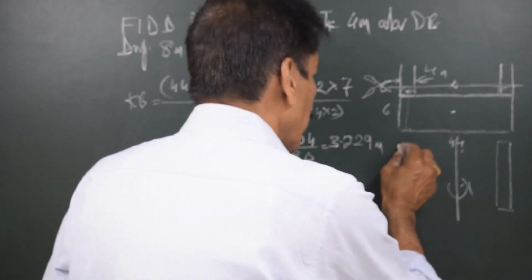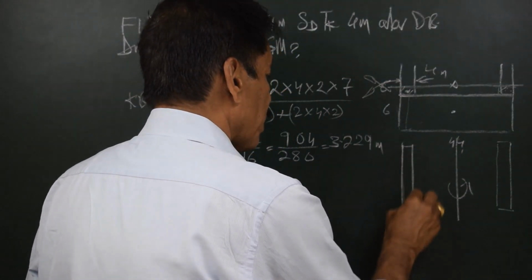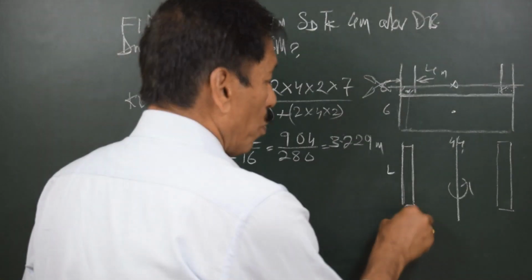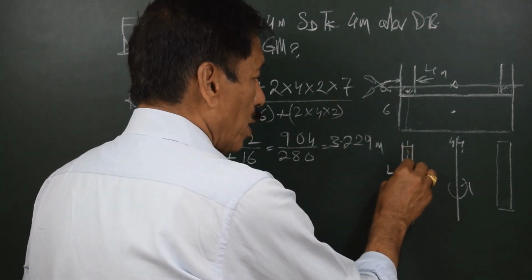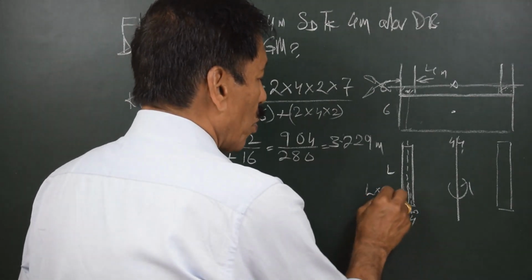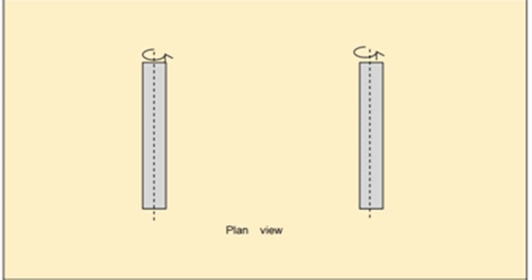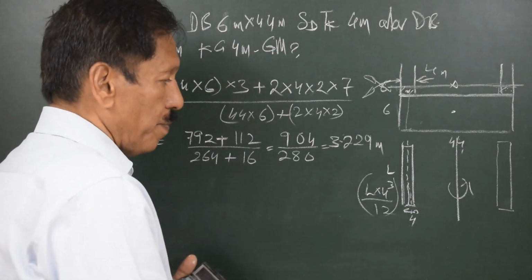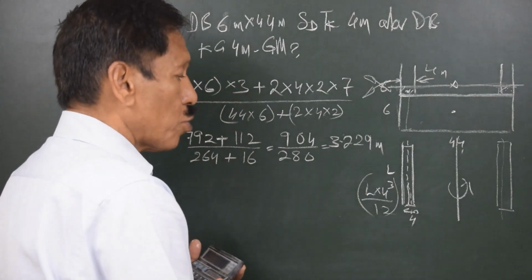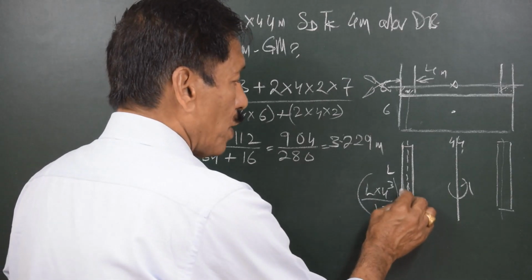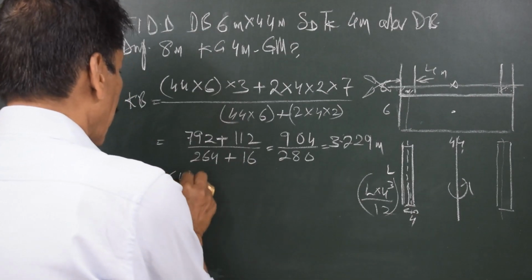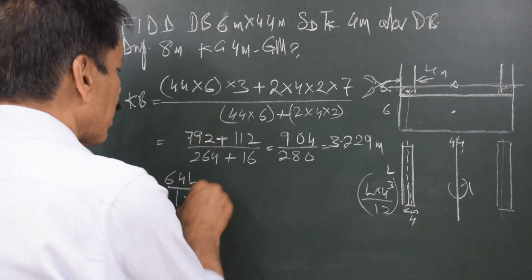Now moment of inertia of these tanks, which may be of the length L, and this distance is 4 meters, about the own axis passing through the centroid, is given by L into 4 cube upon 12, right? Similarly, we'll have moment of inertia from this side. The moment of inertia about the own axis is L into 4 cube divided by 12. Now if I want to know what is the moment of inertia about the common center line, it will be 64 L upon 12, plus AD square.